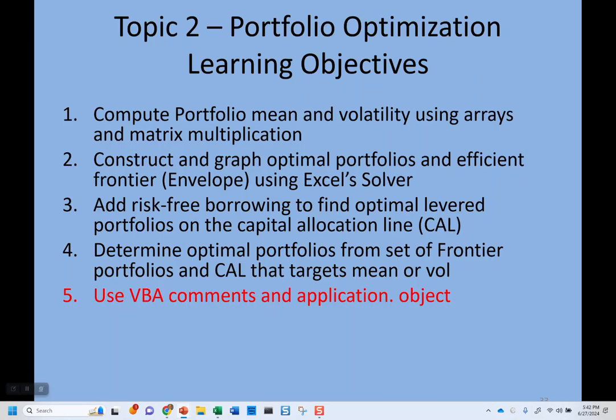So in this topic, we determined how to form an optimal, complete, or combined portfolio, either from a portfolio on the set of frontier portfolios or a point on the capital allocation line. In the next topic, we'll just talk about using VBA comments and the application object in VBA.